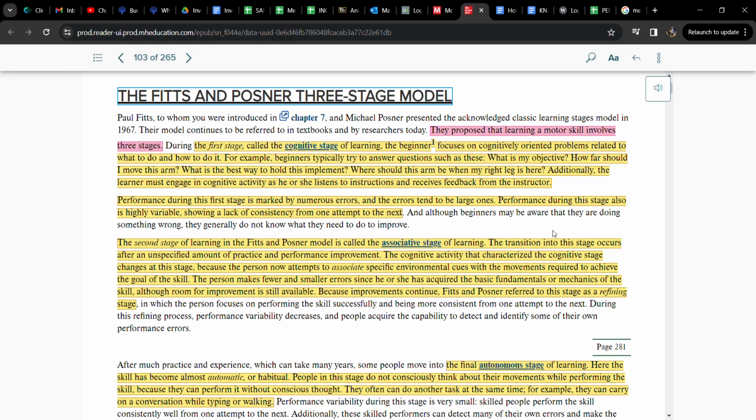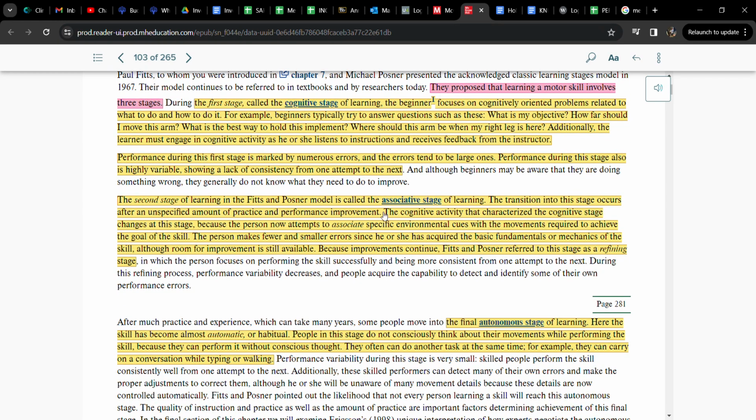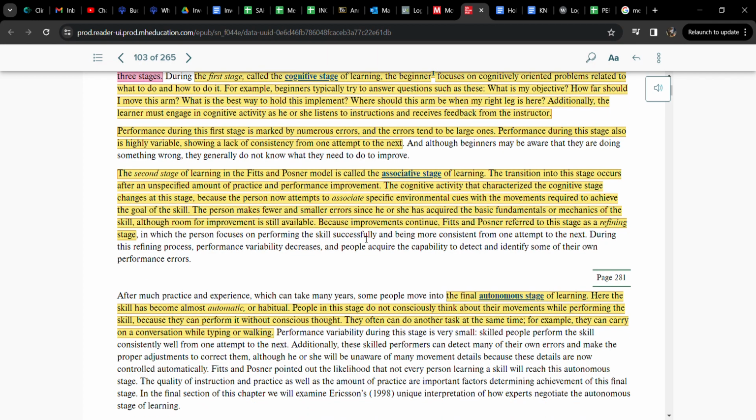The second stage is the associative stage. This is the transition into the stage that occurs after an unspecified amount of practice and performance improvement. The cognitive activity will decrease at this stage because now the person attempts to associate specific environmental cues with the movements required to achieve the goal of the skill. So this is your refining area.